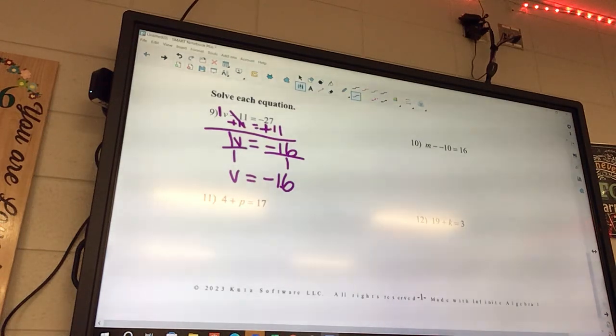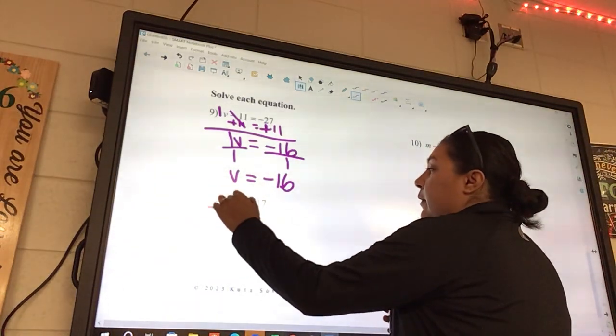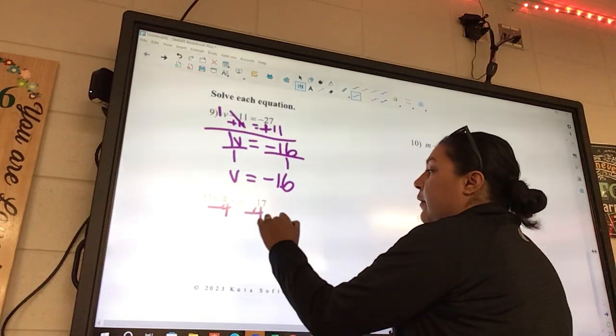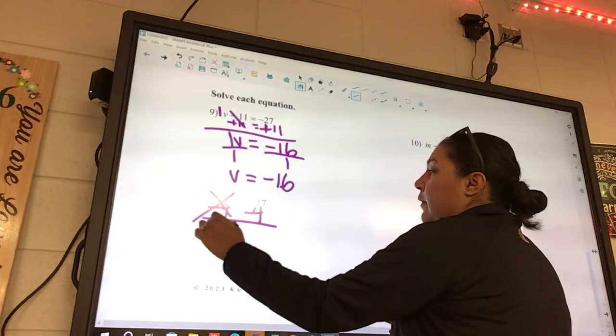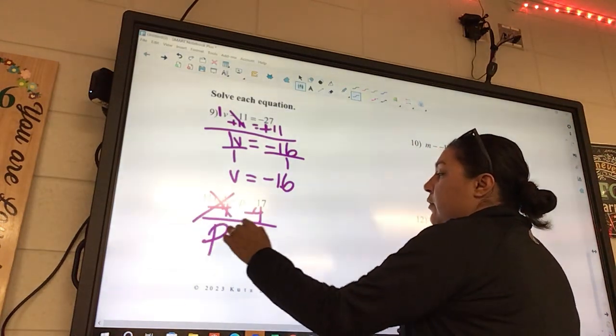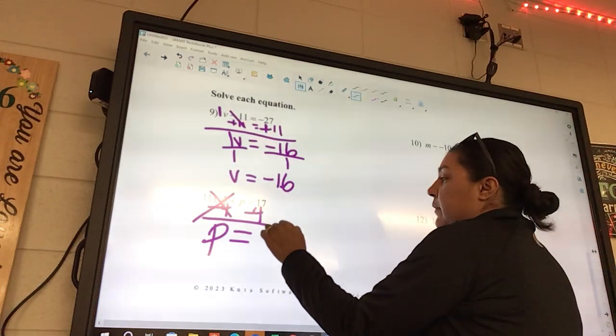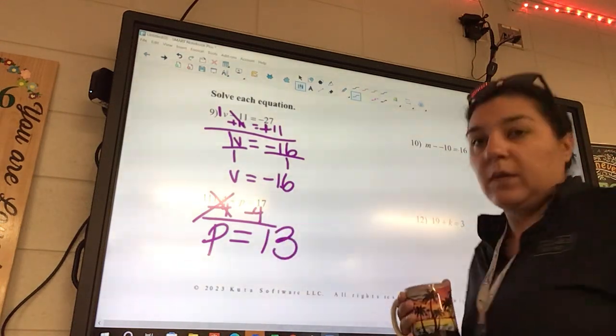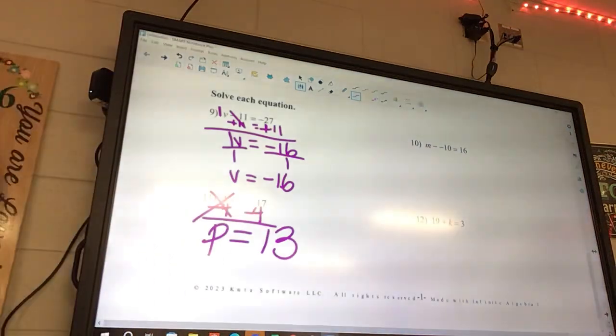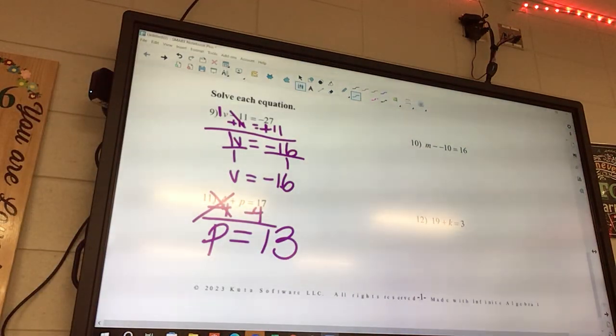Okay, number 11, what needs done? Minus 4. Minus 4 from both sides. So we get P equals, what is 17 minus 4? 13. Gotcha.